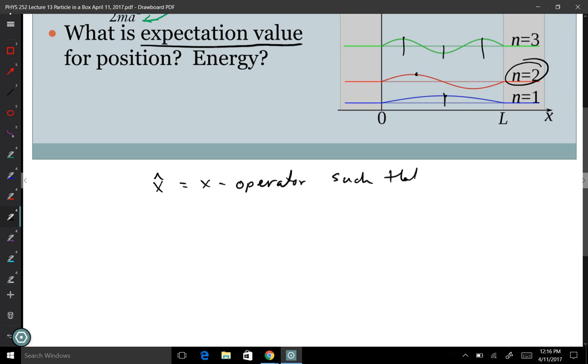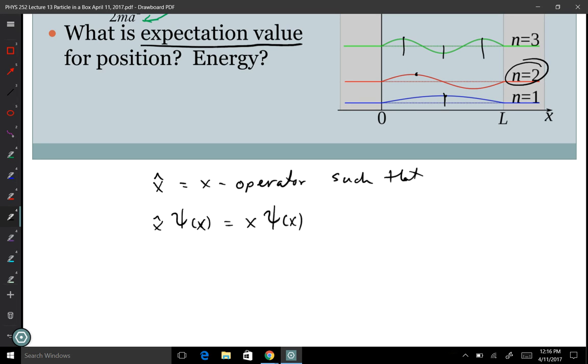Such that the x operator acting on my wave function is equal to the x value, no hat on it, times the wave function. That's the way these operators work. The operator acting on the wave function gives me the value times the wave function. Now, because we're in position space, the x operator turns out to be just x.